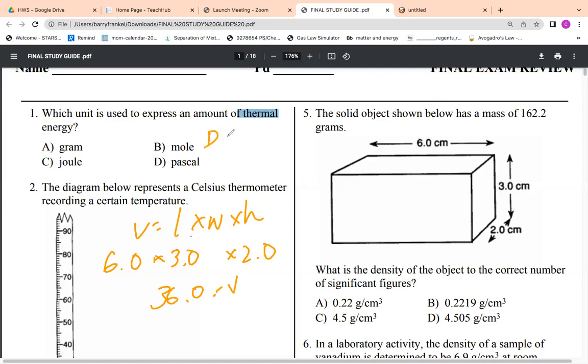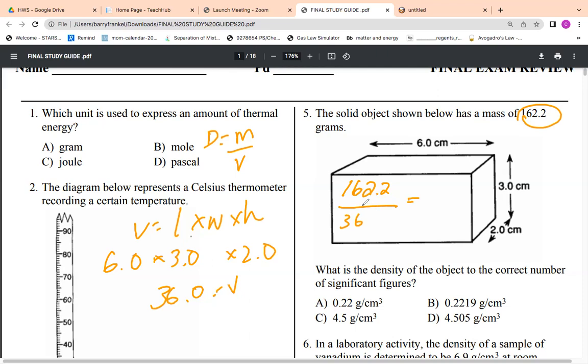And again, this is density, so it's D equals M over V. And they gave us our mass, so I'm just gonna do it here: 162.2 divided by 36. Now the thing is that this is being limited to only 2 sig figs. The 36 is limiting us to 2 sig figs. 162.2 has 4, but when you divide, you go by the thing that has the least amount of sig figs.